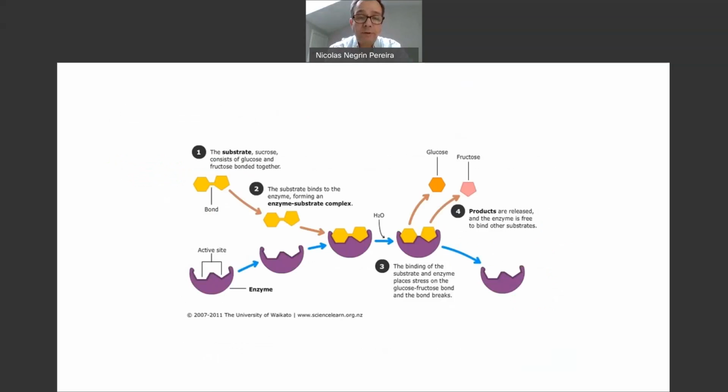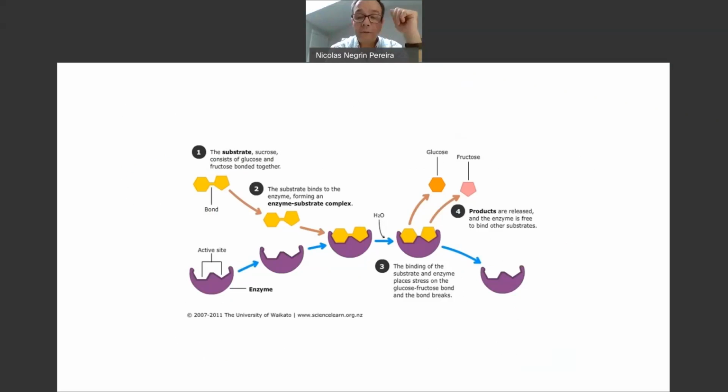So I'm just going to refresh. I'm sure you all have this. I hope you all have this concept from chemistry. So you have the substrate, which in this case could be, for example, as a model, sucrose, which is formed by one molecule of glucose and one molecule of fructose. And the substrate will bind with the enzyme, forming an enzyme-substrate complex.